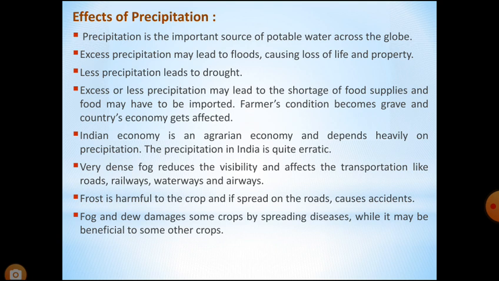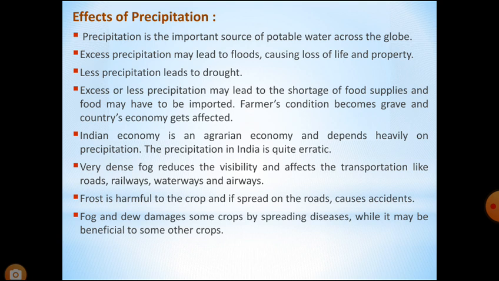Excess or less precipitation may lead to the shortage of food supplies, and food may have to be imported. Farmers' conditions become grave and country's economy gets affected. Indian economy is an agrarian economy and depends heavily on precipitation. The precipitation in India is quite erratic. Here the meaning of erratic is not even or regular in pattern or movement, and the meaning of agrarian means relating to cultivated land or cultivation of land.